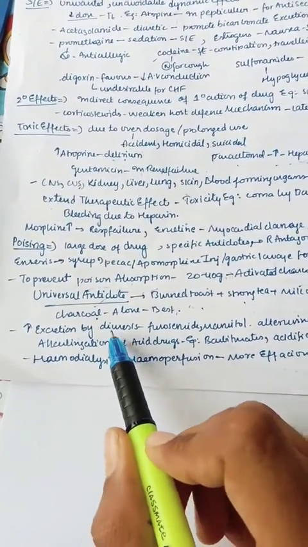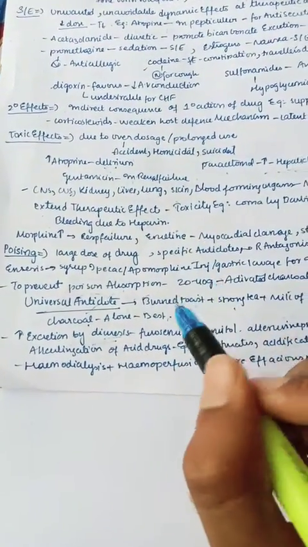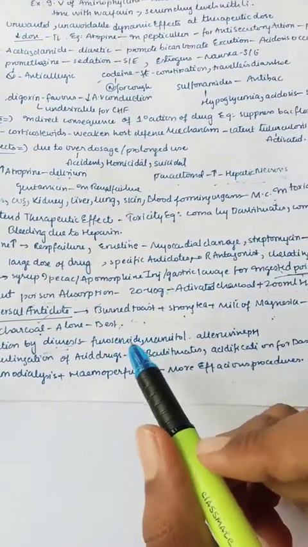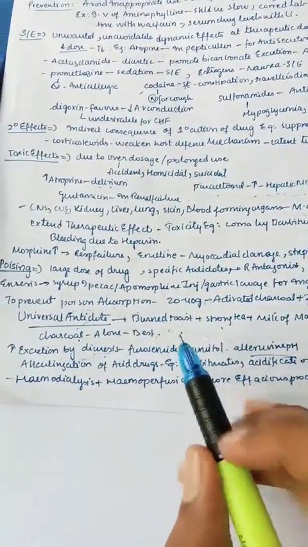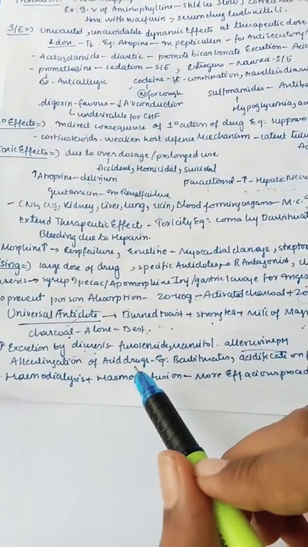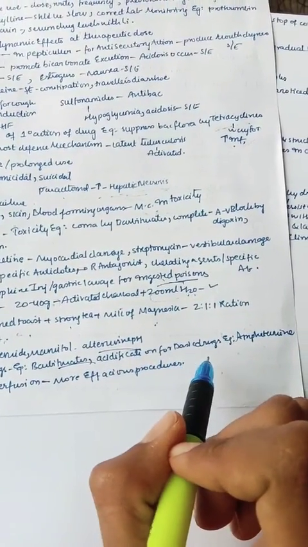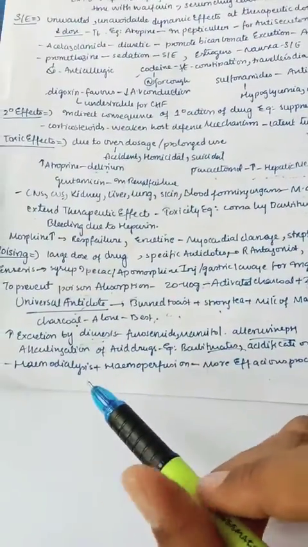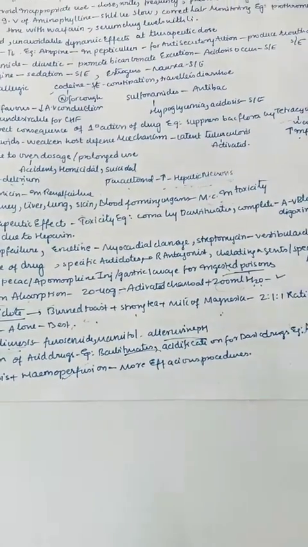And increase excretion by diuresis, because now we have taken the drug, it should easily come out so that it may not cause any poisoning. Here we use furosemide, mannitol, which mainly alter the urine pH and let the poisons get out. And alkalization for acidic drugs, for example barbiturates. Acidification for basic drugs, for example amphetamine. And hemodialysis along with hemoperfusion are more efficacious procedures.